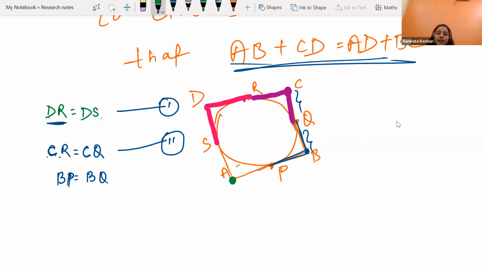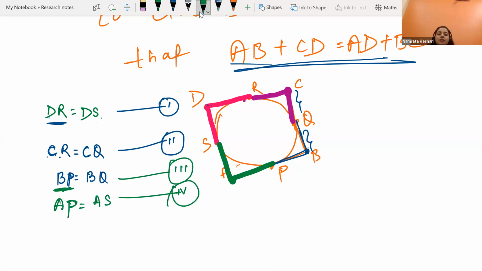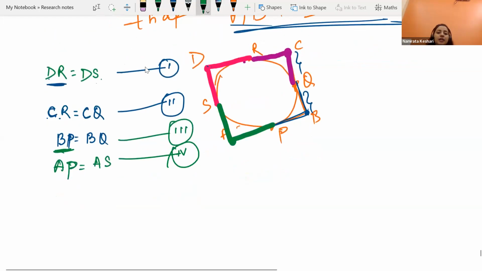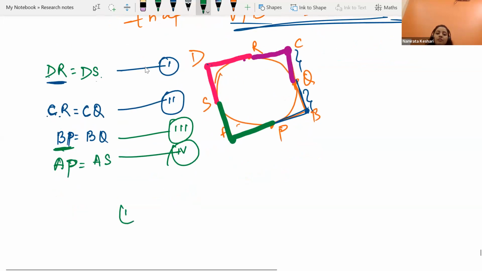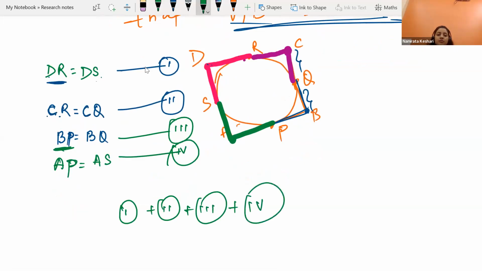Now from external point A, same story. AS and AP, these two will be the same, but we will write AS on the same side where DS is, and AP on the same side as BP. So look carefully, we have written AP on the left, and BP on the left, so AP will also be written like this, and then we will be adding all these four equations. Aisha, Galvin, Fazan, everyone getting it? Now adding. Aisha, are you there?